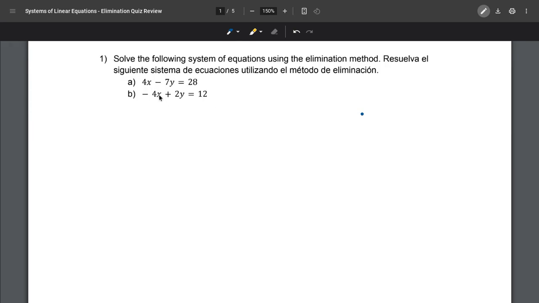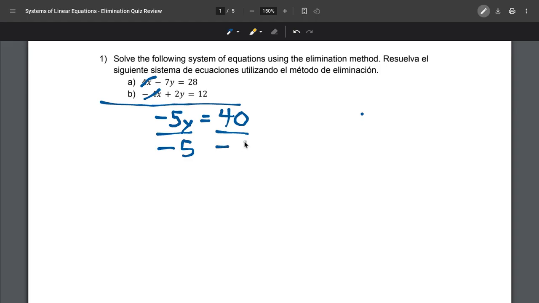I can eliminate the x values by just adding these equations together. So 4x plus a negative 4x, that's 0, so let's cross those off. And then we have negative 7y plus 2y is negative 5y. And that's going to equal 28 plus 12, so that equals 40. We then divide by negative 5. Negative 5 cancels here, and we get y equals negative 8.